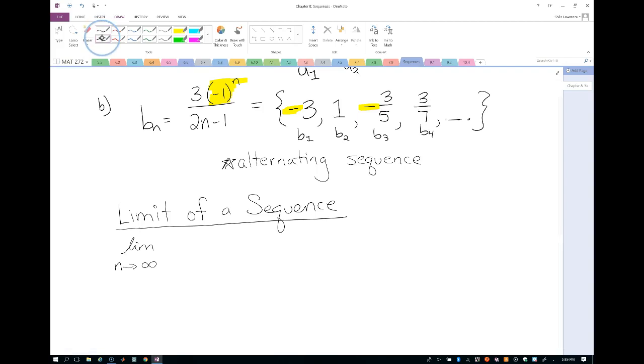So the limit as n approaches infinity for a sub n is called the limit of a sequence. And sometimes we get an actual number back. But you might remember there's also times from Calculus 1 where we tried to take a limit and our answer was does not exist, or the answer was positive or negative infinity.